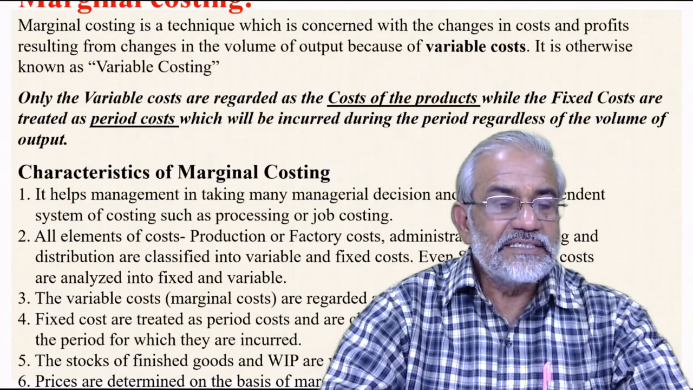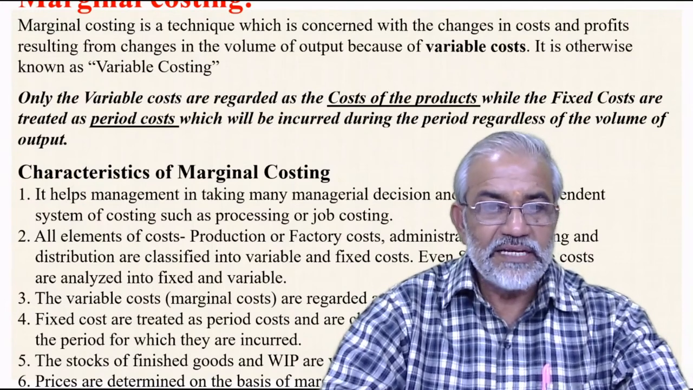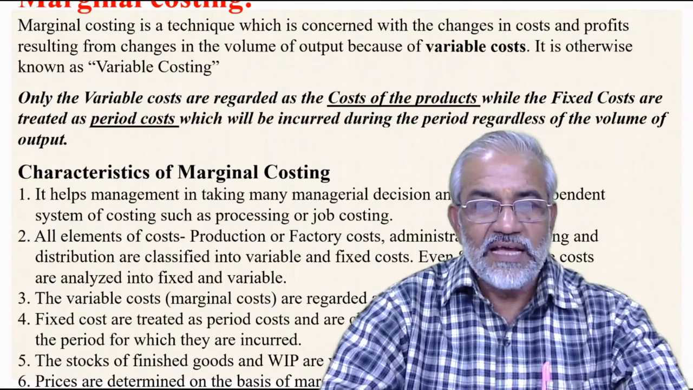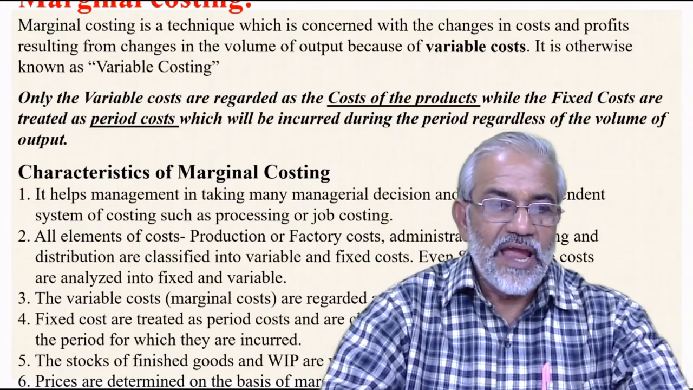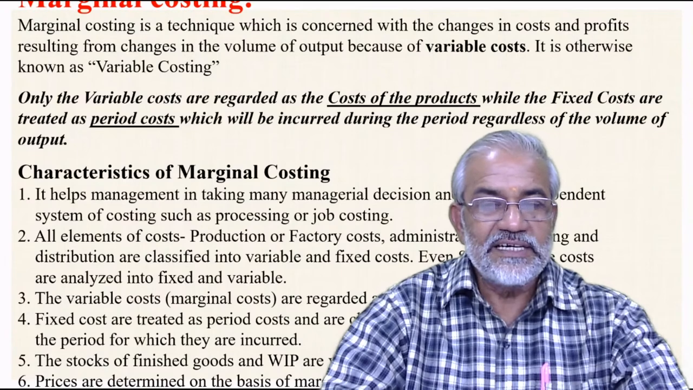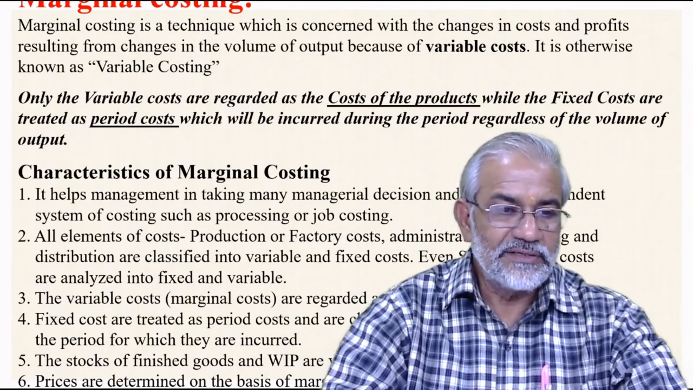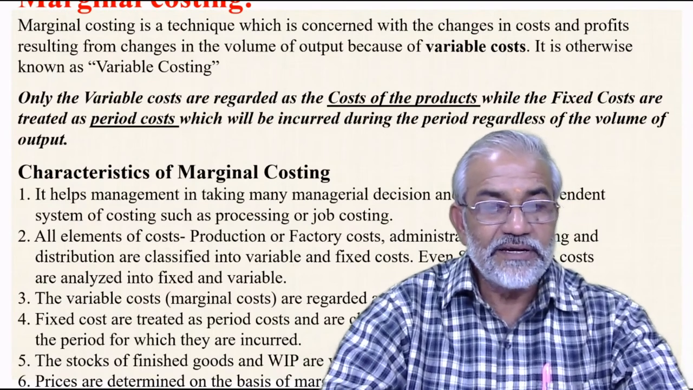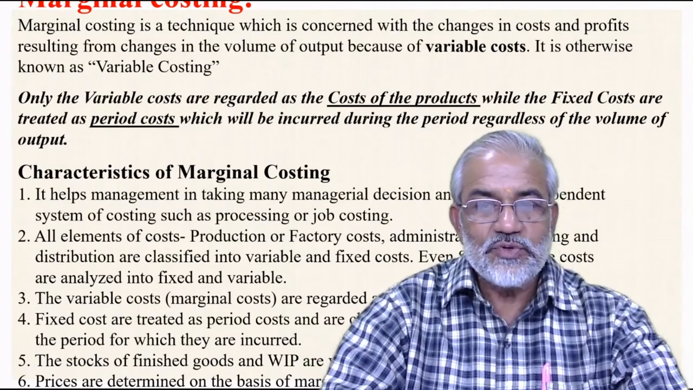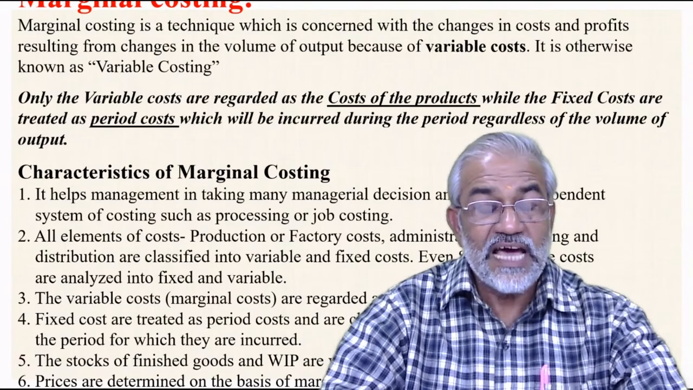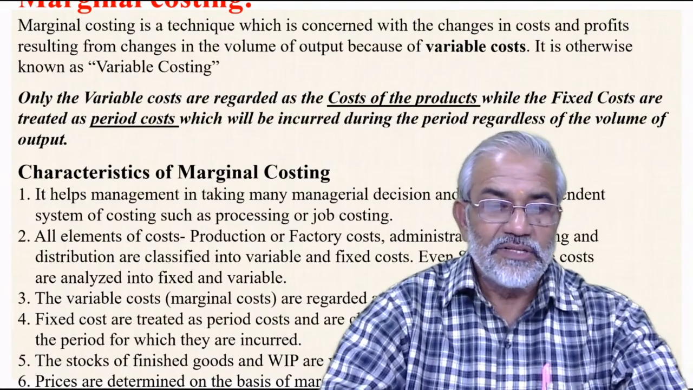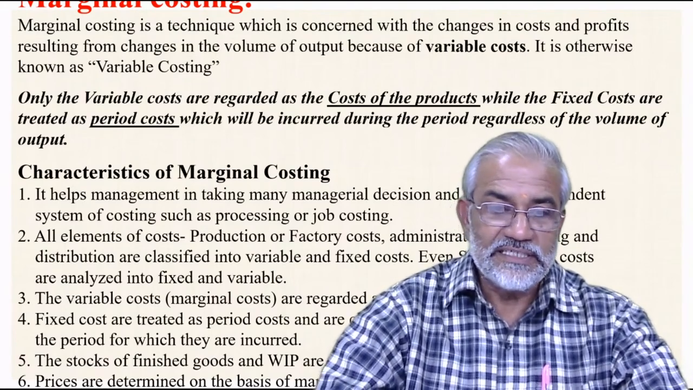And even semi-variable costs, which are involved in it, are analyzed into fixed and variable costs. The third characteristic of marginal costing is that the variable costs or the marginal costs are regarded as the cost of the products, and the fixed cost is treated as the period cost. It is not included in the cost of the product. Fixed costs are treated as period cost and are charged to profit and loss account for the period for which it is incurred.